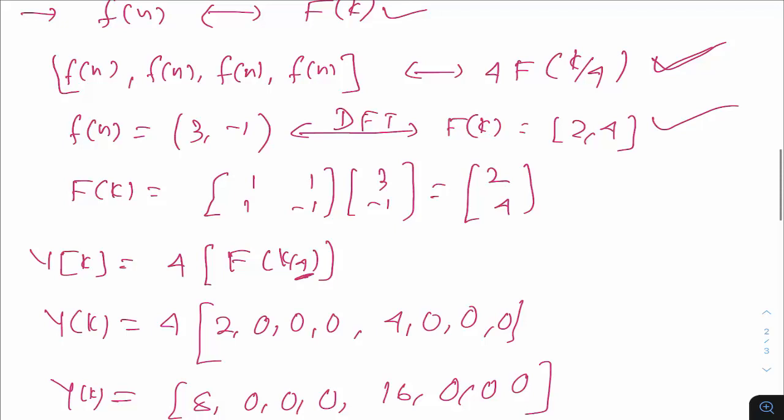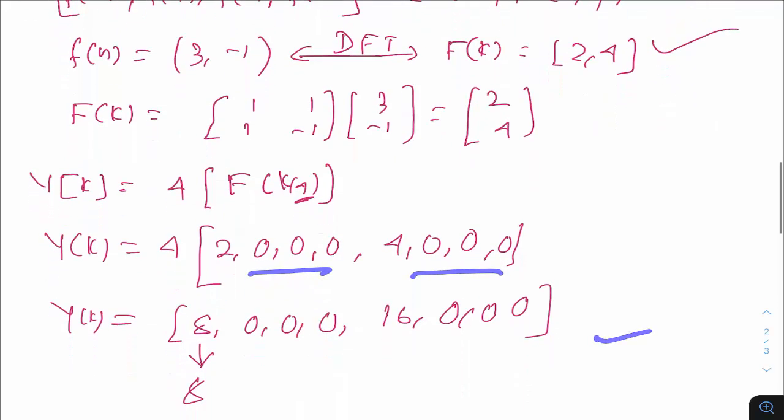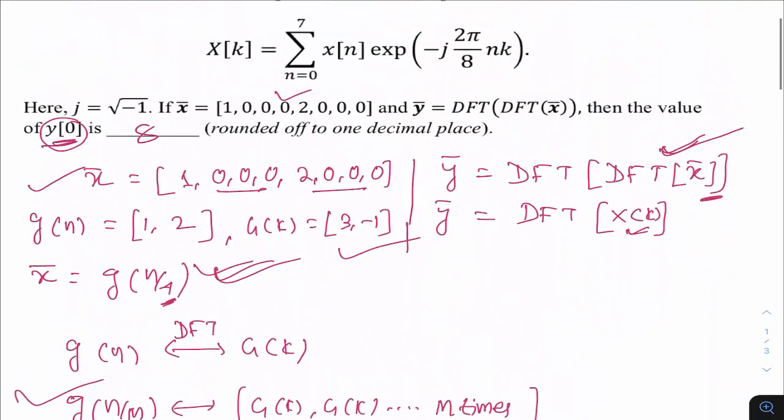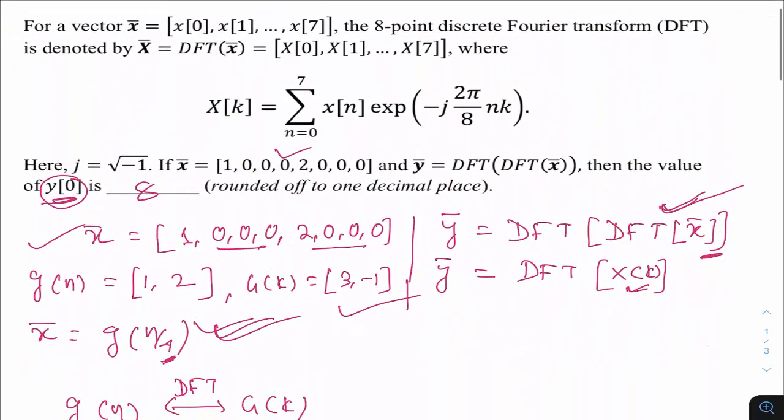If I interpolate it by 4, I get 3 zeros, and I get this sequence. So the 0th sample value is 8, which is what was asked. So 8 is the right answer for this question. There is something called the duality property, so we can solve it that way also. You may attempt that. But by knowing these two properties, it will not take much more than 4 to 5 minutes if you solve in a flow. So the answer is 8.